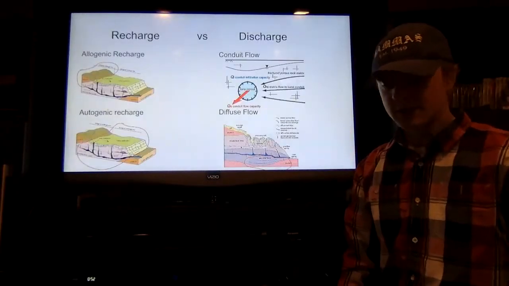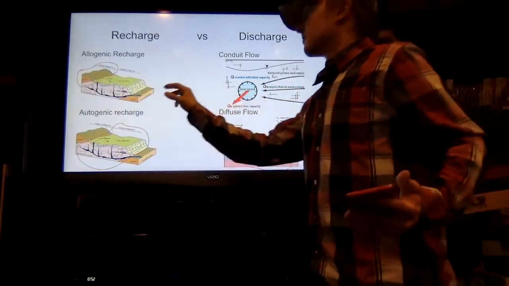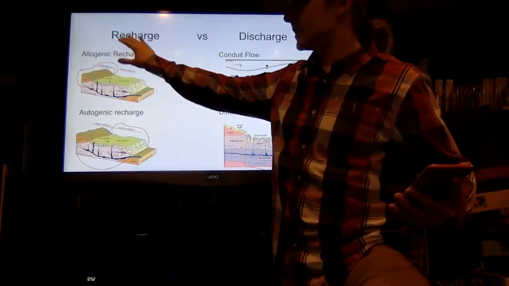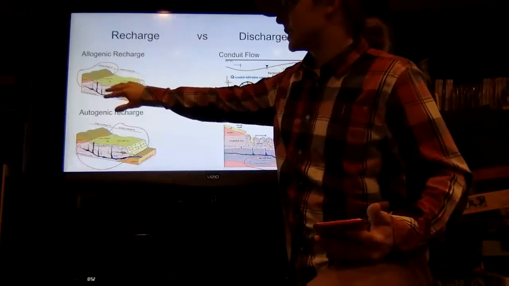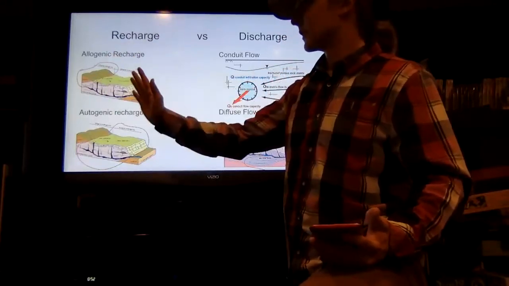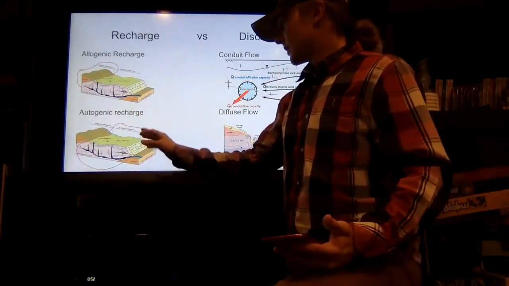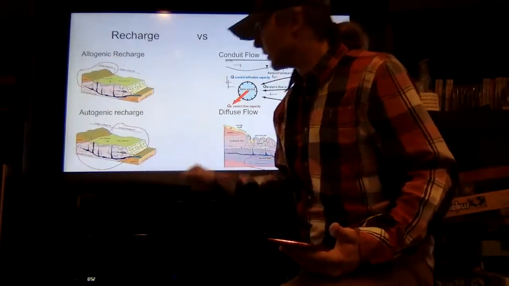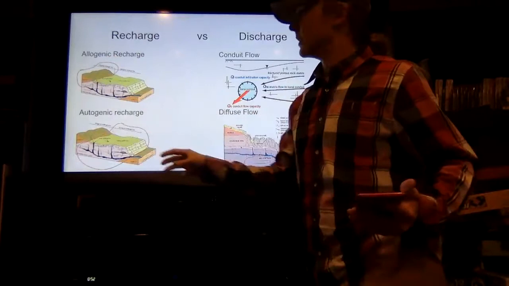So they recharge in two key ways. The first is allogenic recharge, which is basically when water hits the land surface and doesn't get absorbed immediately. It flows into these streams, the channels that we saw earlier that cut into the ground. The other is autogenic recharge. That's when water hits the surface and gets absorbed into the ground like a sponge, and it basically gets filtered once that way.